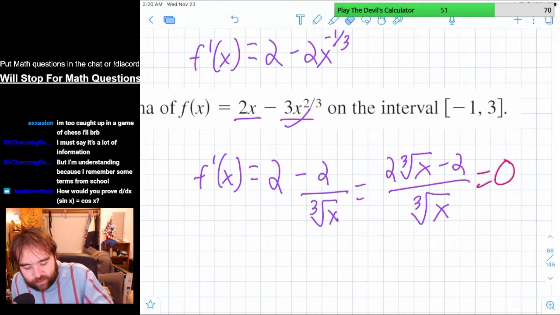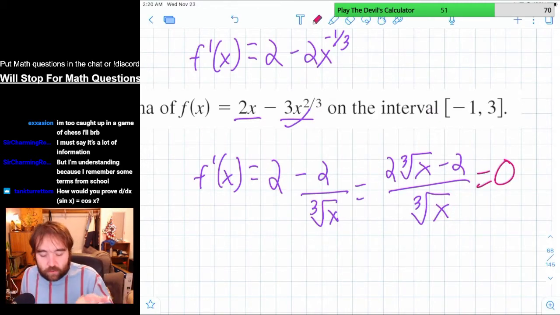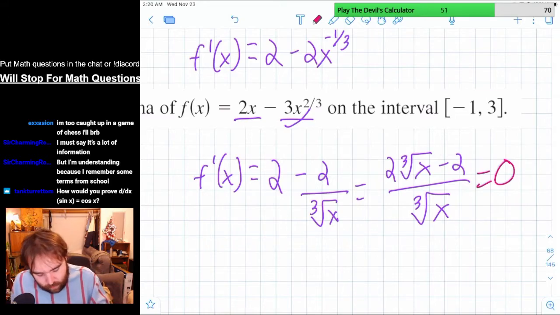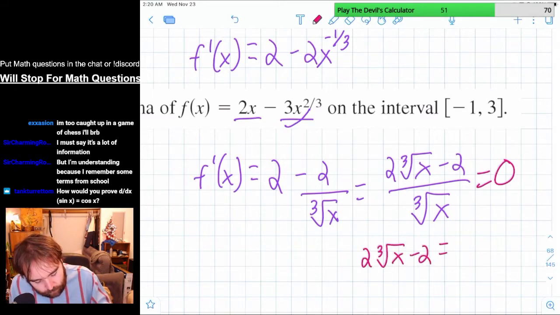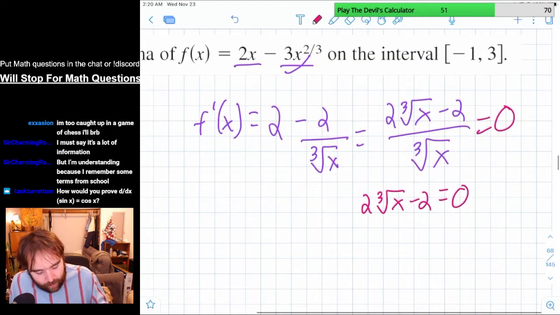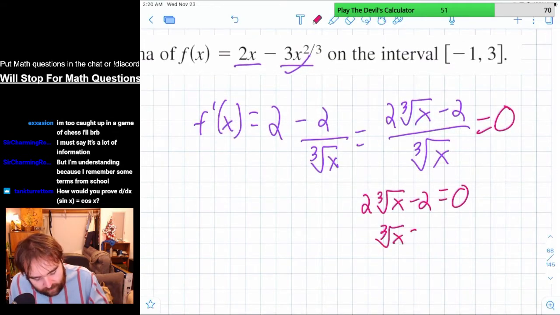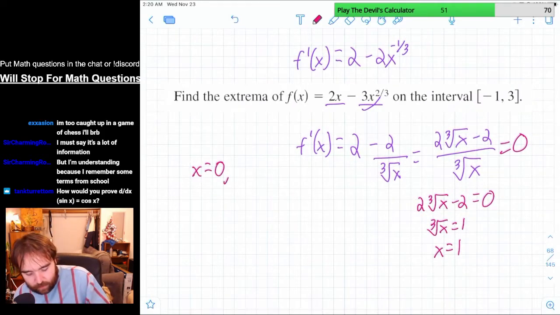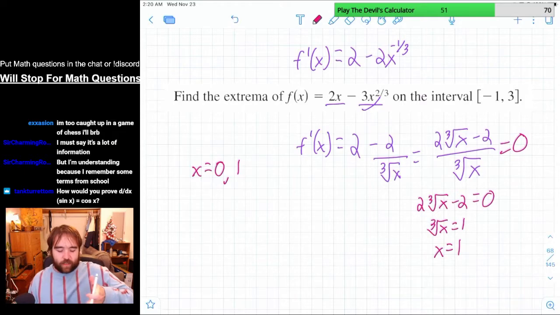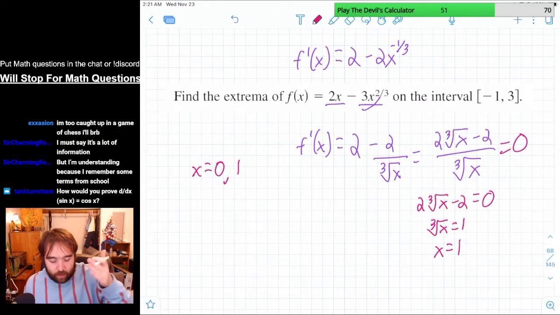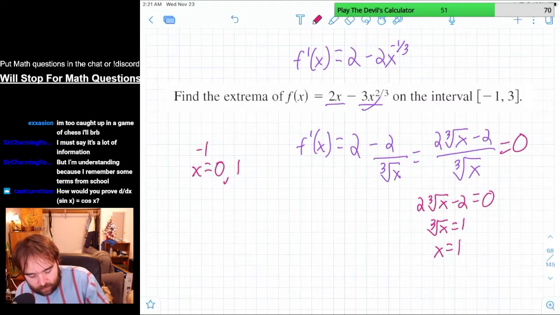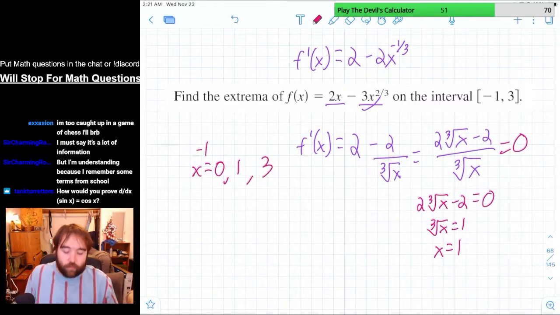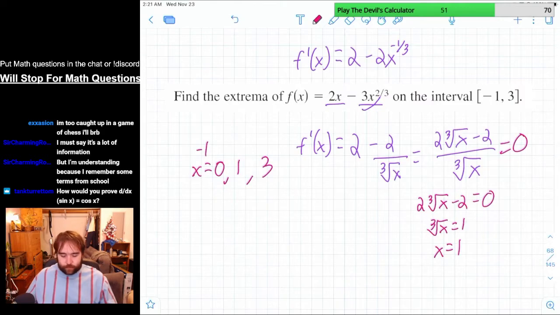So notice, I think we said this last time, when it equals 0, just the top of the fraction really needs to be 0. So then you know that 2 times the cube root of x minus 2 equals 0. So add 2, divide by 2, the cube root of x equals 1. Cube both sides, x equals 1. So 0 is when it's undefined. 1 is when it's equal to 0. So we have to plug in those numbers and negative 3 and 3 because that's on our interval.